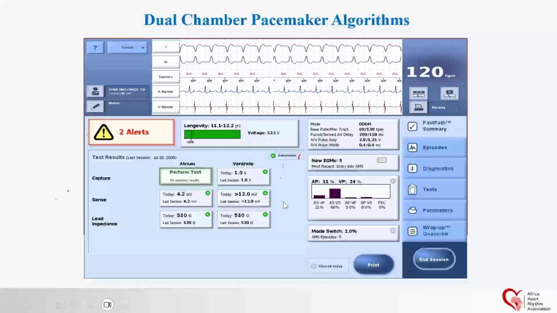Okay, here we have some statistics or some diagnosis. For example, this patient is paced in the atrium 11% and in the ventricle 24%. And this is for the mode switch. That means if the pacemaker has already done the mode switch or not. So this is a summary of what we can see in the first interface of the Abbott dual chamber pacemaker.